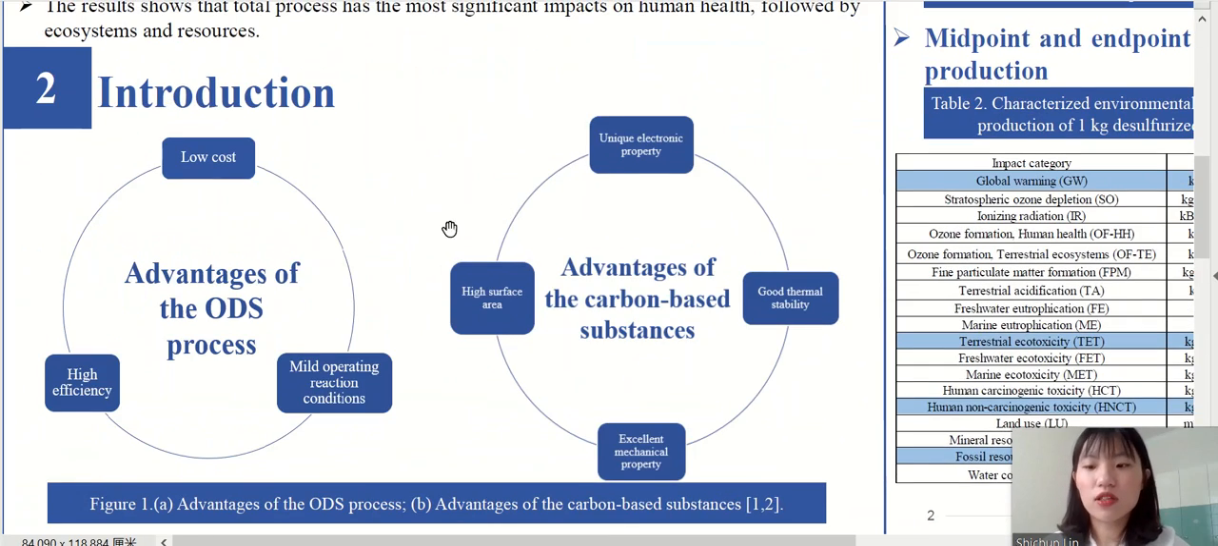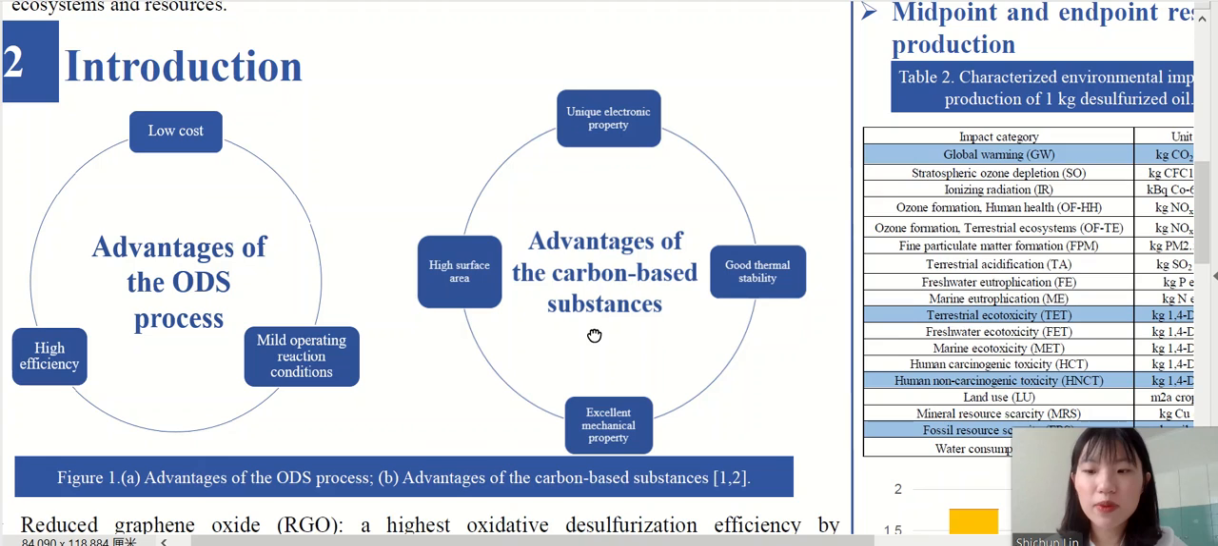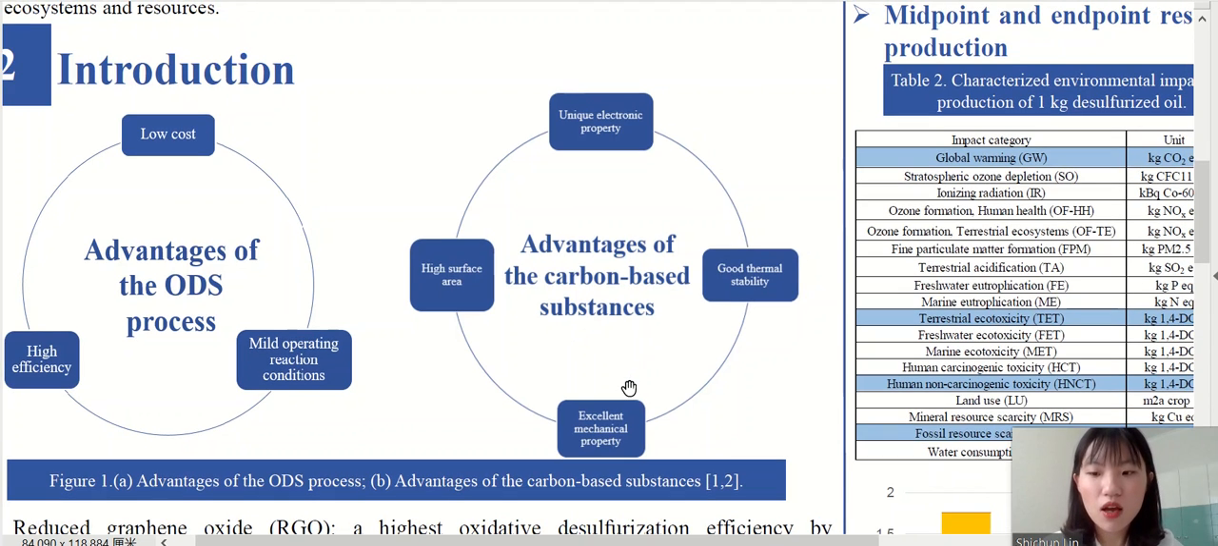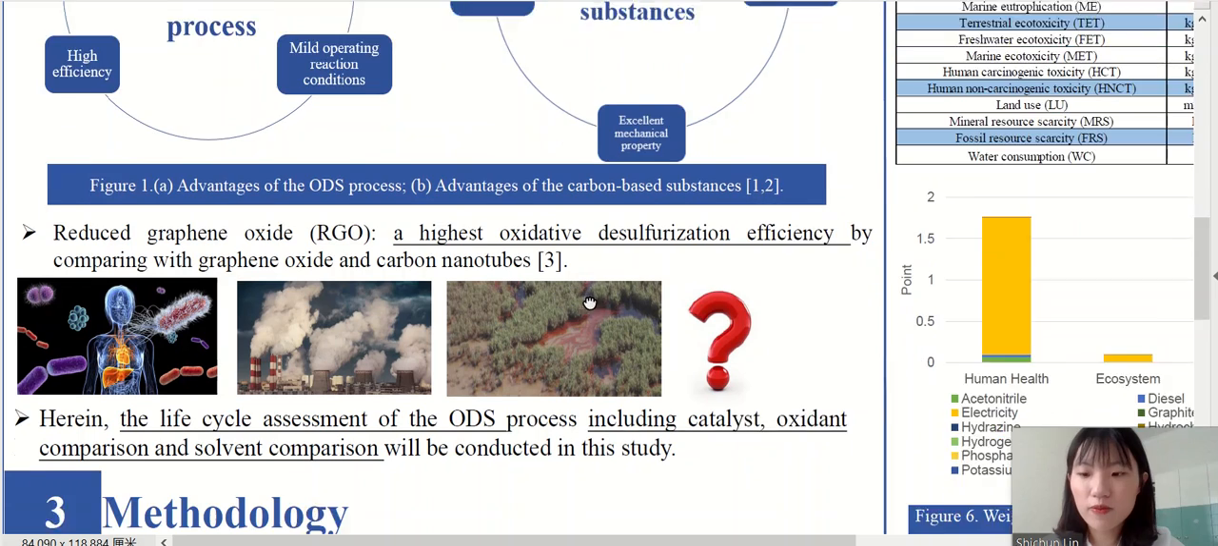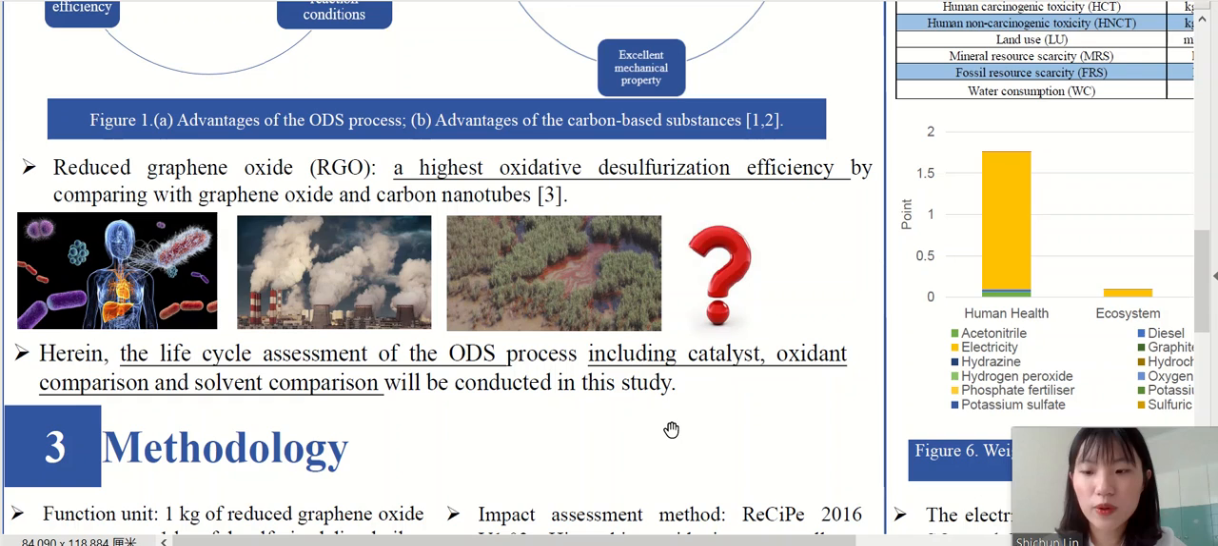Banning of the sulfur-containing fuel oil will cause several environmental issues. The ODS process is regarded as the most promising technology to reduce the sulfur content in the fuel oil, owing to its several advantages. The carbon-based substances are promising materials in the catalytic process, owing to large surface area and good thermal stability. Although the performance of the ODS process is good, the chemical use and the power generated in the whole process will release some hazardous pollutants, harmful to human beings, ecosystems, and resources.